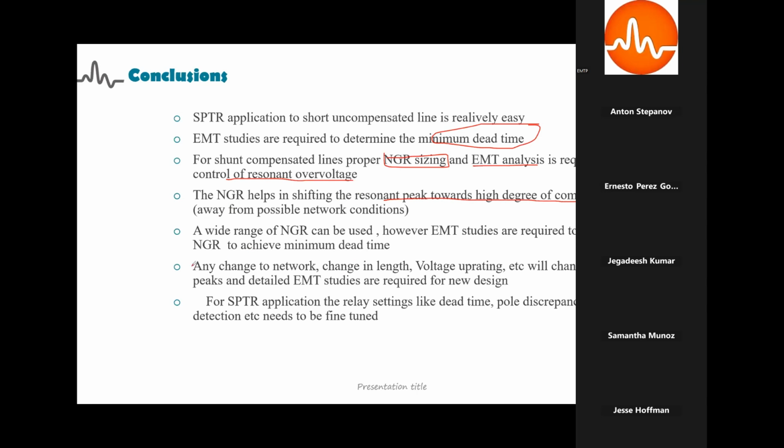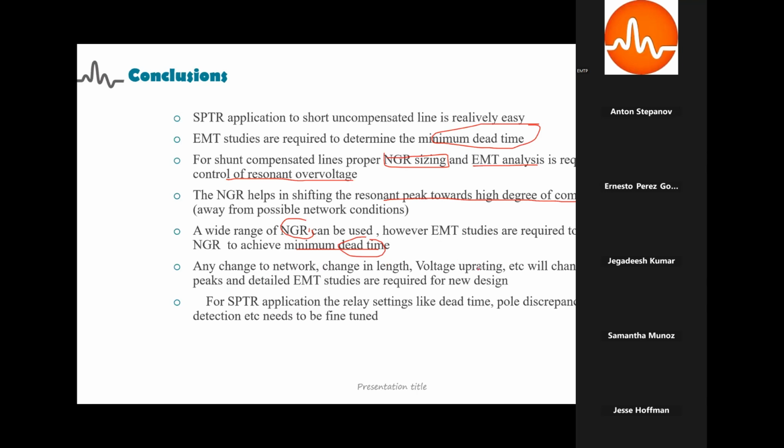So that's the conclusion. We saw that a wide range of NGR can be used, but to optimize the NGR for the minimum dead time, again the EMTP analysis helps, because we saw that the arc quenching time slightly started increasing after a particular value of Xn. So this type of study helps to optimize the dead time also. That's also very useful from the analysis.